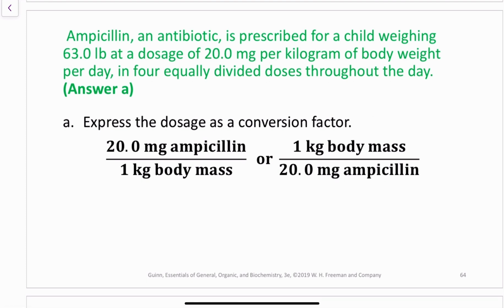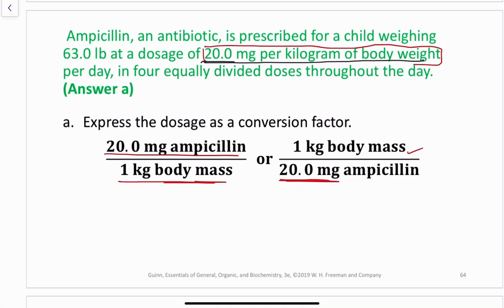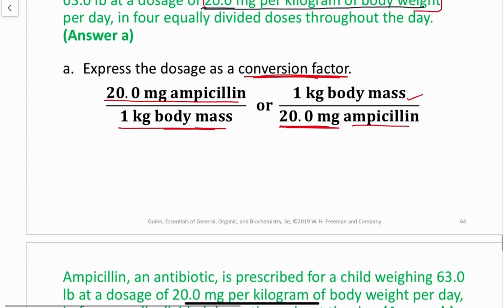From here, we can see it says the dose has to be 20 milligrams per kilogram of the body weight. So I can say 20 milligrams of ampicillin per kg of the body mass, right? So this is the conversion factor I can use. Or I can say for every 1 kg of body mass, we can give 20 milligrams of the drug, or ampicillin. So this is how you normally make a conversion factor, right? That we already learned.